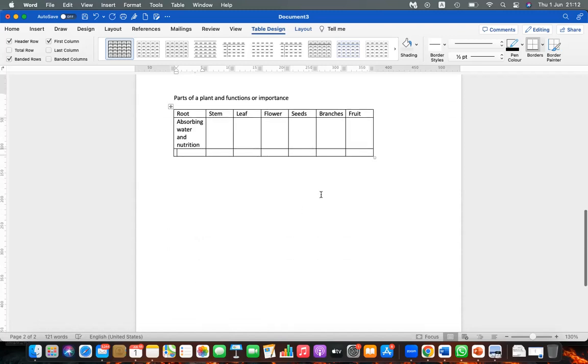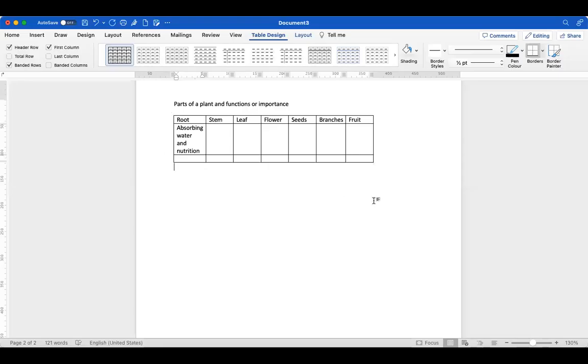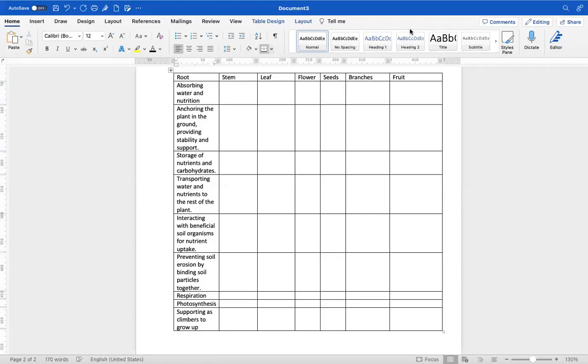Okay, first of all, please create the table. Just create the table like this. Wait. You can create this table quickly. While you write, you can listen.